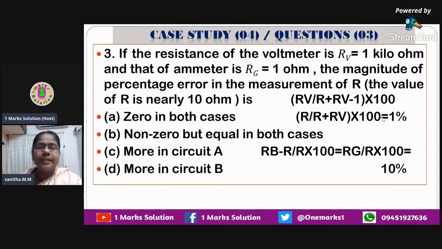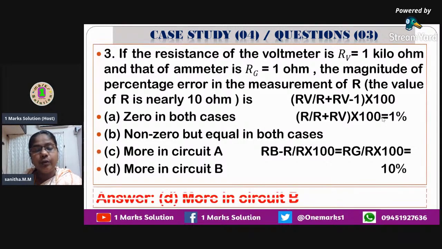Please simplify it with this formula. The formula is very simple: delta R by R into 100. You will get both, and the values are given. So which one is more? We can say in circuit A or B. No doubt it is in circuit B. So the option B. I think it's clear to you, children.